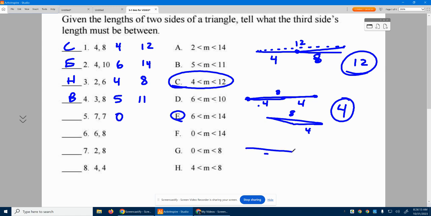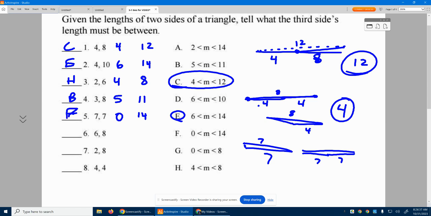You could have a side that's 7 and the other one's coming almost right back on it. So that guy's going to be very tiny. A little bit more than 0, obviously, but it could be like 0.1. Add 7 and 7, you get 14. That'd be 7 here and stretched almost all the way out. That'd be almost 14, but a little under it. So between 0 and 14, F.